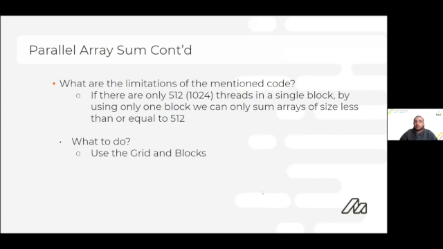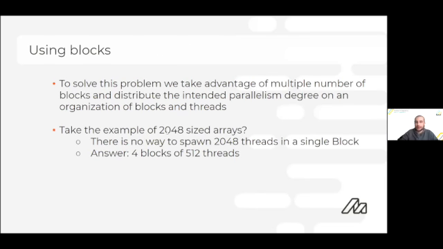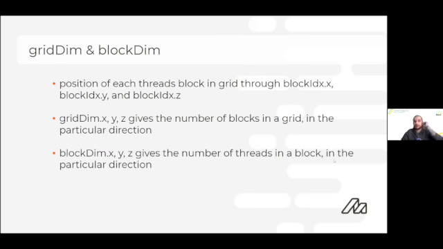Now, one limitation is that you cannot go more than 512 threads within a single block. But what happens if we want to add two arrays of more than 512 elements? We have to organize our threads into more blocks. So what if we want to add an array that has 2048 elements? We are going to create 4 blocks of 512 threads. So that's simple.